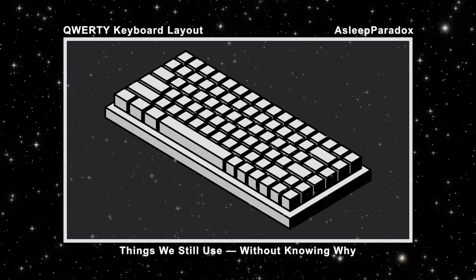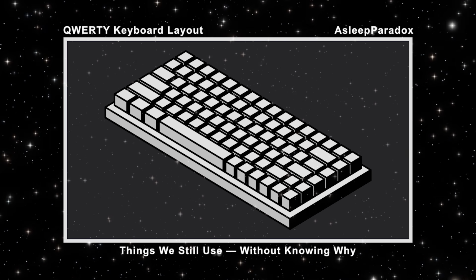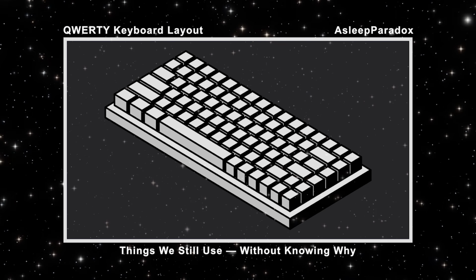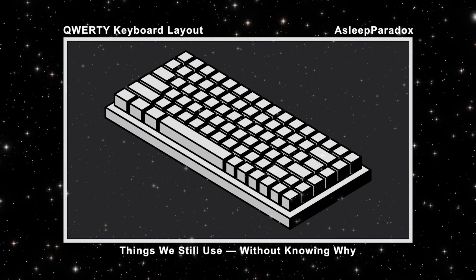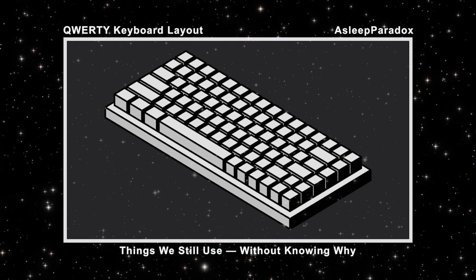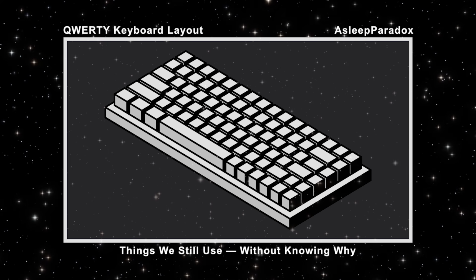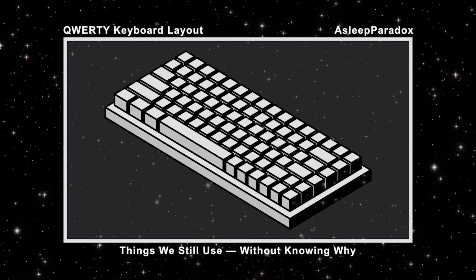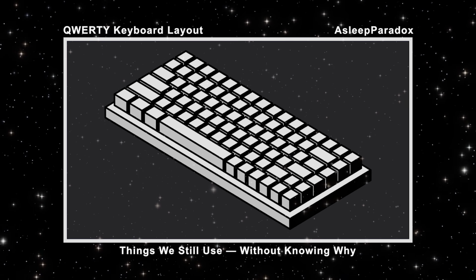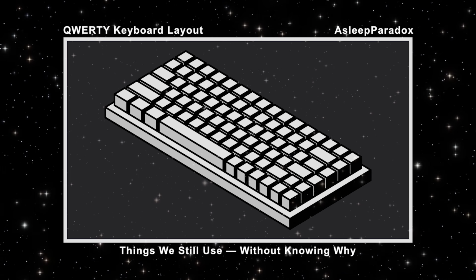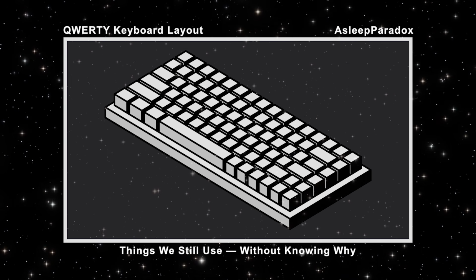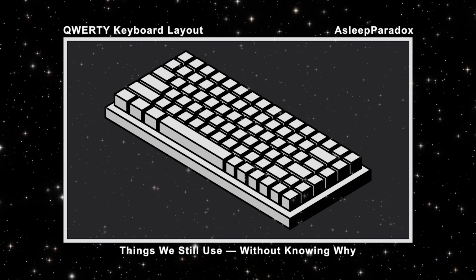The persistence of QWERTY illustrates a phenomenon known as path dependence. Once a system gains widespread adoption, the cost of changing it becomes greater than the cost of tolerating its imperfections. Companies would need to retrain employees. Educational institutions would need to revise curricula. Manufacturers would have to redesign hardware. Individuals would have to relearn a skill built into their muscle memory over years of repetition. Even if a superior layout exists in theory, the transition itself becomes an obstacle too large to justify.